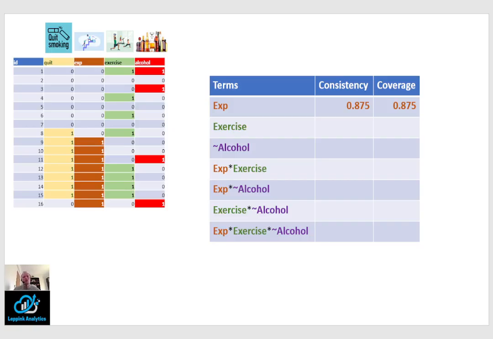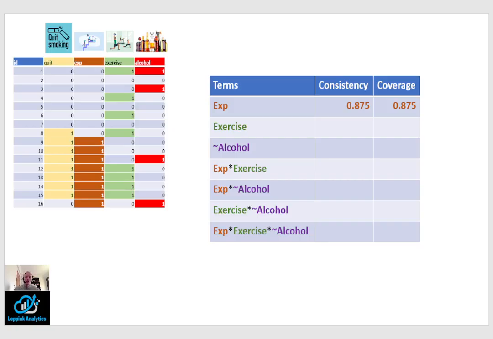The question we ask ourselves for the consistency of EXP, which represents the health intervention condition, is what proportion of the people who took the intervention quit smoking. In this case, 8 people took the intervention and 7 of them quit smoking, hence 0.875. Next, coverage is about the question what proportion of the people who quit smoking had the intervention. In this case, 8 people quit smoking and 7 of them had the intervention, hence 0.875.